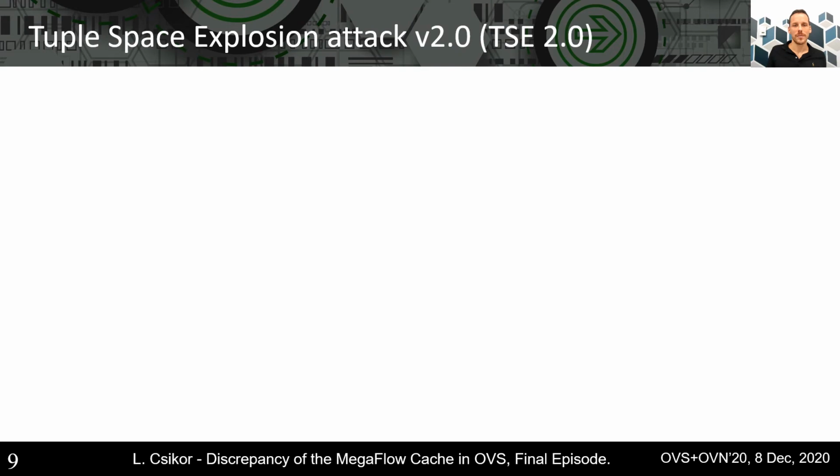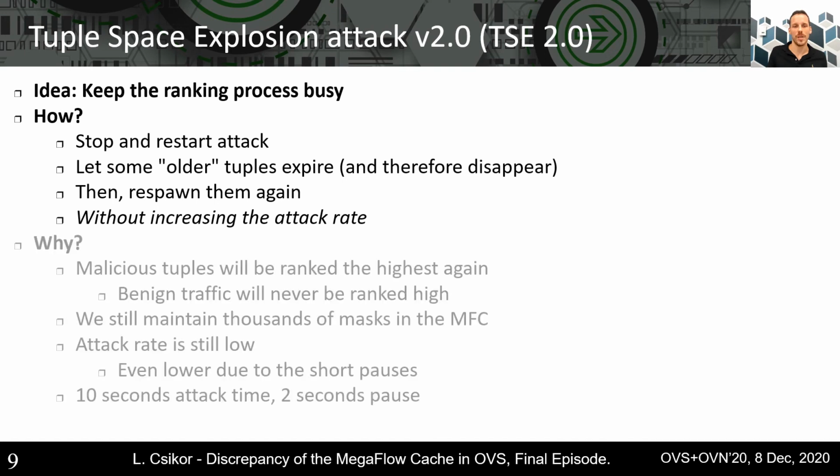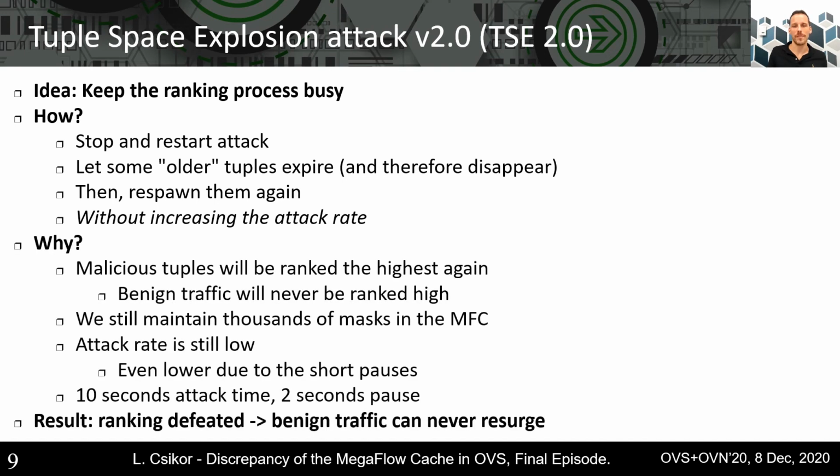So the main idea to defeat the ranking is to keep it busy all the time. We can achieve this by carefully stopping the malicious traffic trace to let some older tuples expire and hence disappear from the tuple space. Then we resend the traffic trace to respawn these tuples again, which by the insertion algorithm will be again placed at the end of the tuple space where the linear search process starts. By means of this, the benign traffic will never get ranked high and we still maintain thousands of tuples in the MFC.